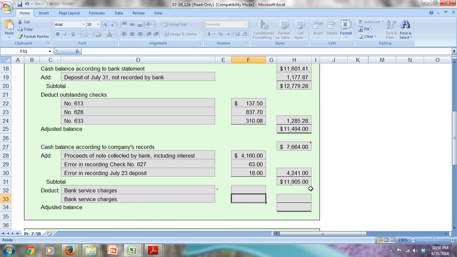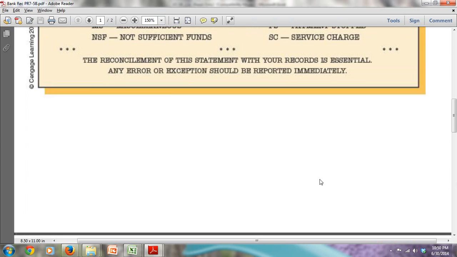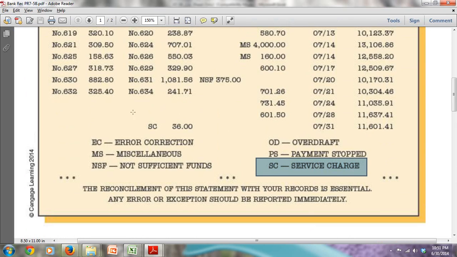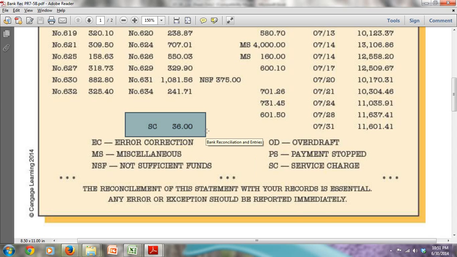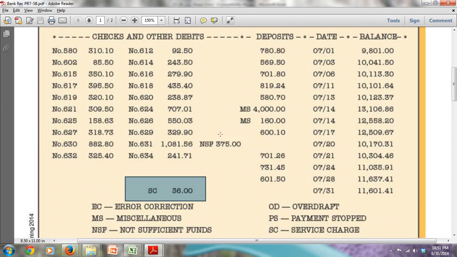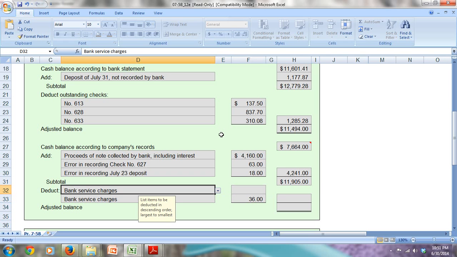We look for any service charges on the bank statement. Service charges are designated as SC. They have a service charge of $36. Those cheating thieves. So that'll be a deduction, so we'll subtract $36 here. Oh, they want me to put absolute values. Okay, we'll just do that. It's being picky.